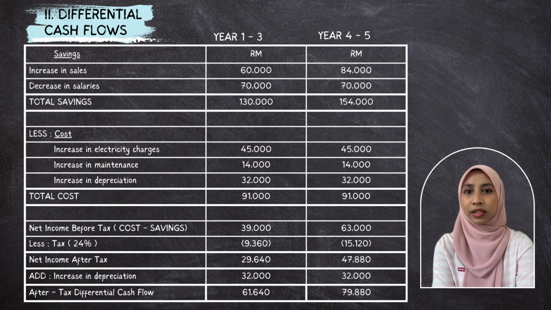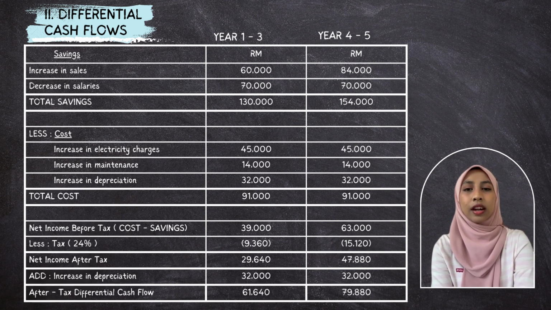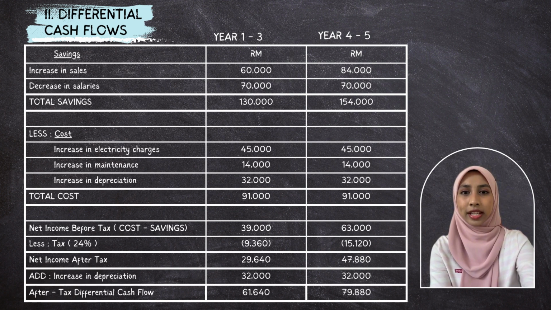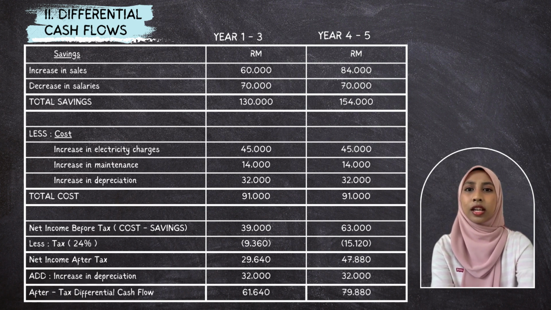The net income after tax for year 1 to year 3 is Rm 29,640. Net income for year 4 to year 5 is Rm 7,880. Since depreciation is a non-cash expense, we add it back to calculate the after-tax differential cash flow. For both periods, the depreciation added back is Rm 32,000. After-tax differential cash flow gives us Rm 61,640 for year 1 to year 3, while Rm 79,880 for year 4 to year 5.